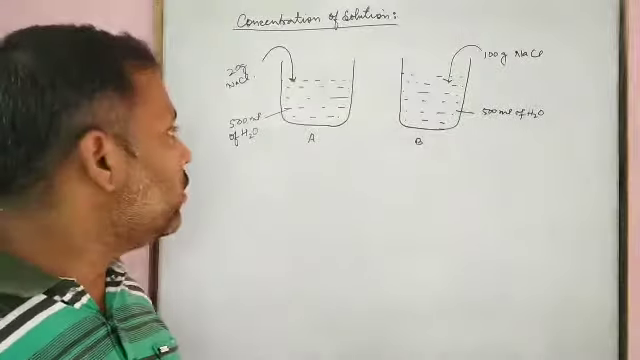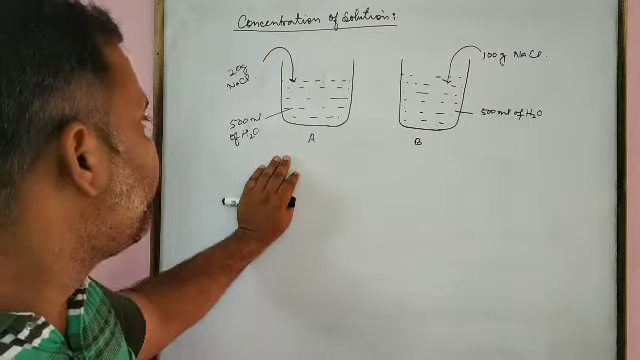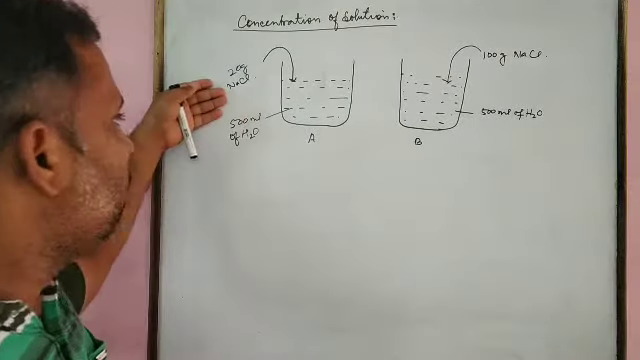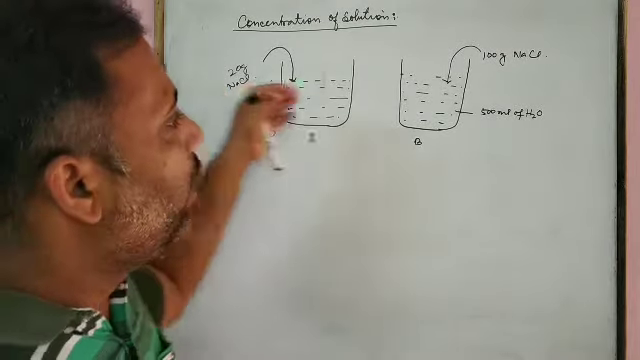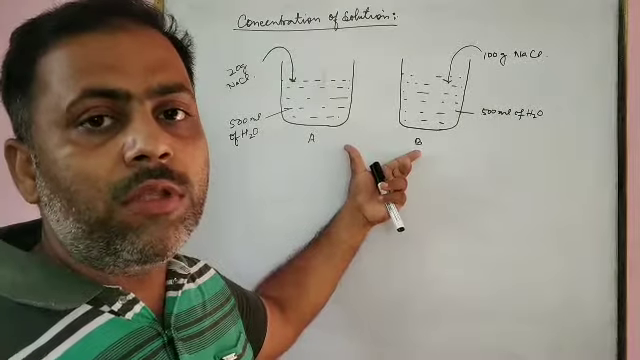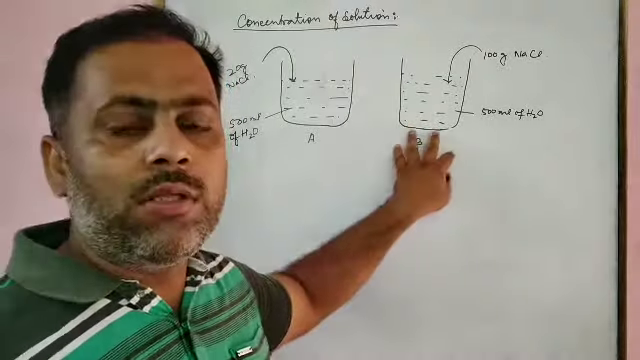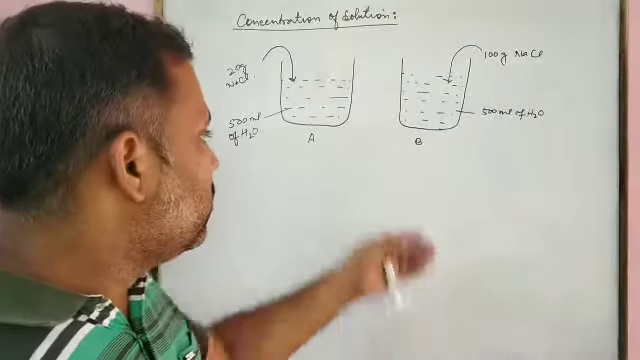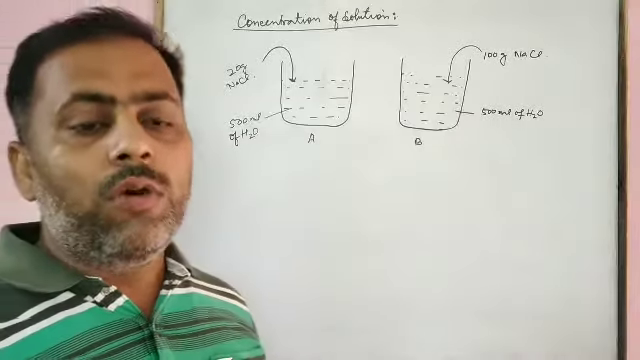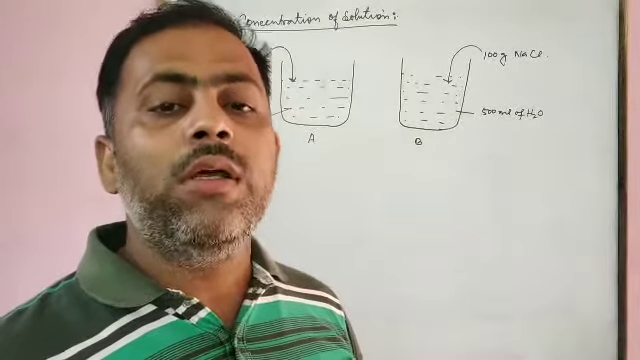What we see here is that these two solutions, A and B, have the same amount of solvent, water. This contains 500 ml of water. This also contains 500 ml of water. But in this case we have added 20 gram of sodium chloride, and in this case we have added 100 gram of sodium chloride. What is the difference between these two solutions? This solution has a lesser concentration of solute, whereas this solution has a higher concentration of solute. This is termed a concentrated solution, and this is a less concentrated solution. But what do you mean by concentration? Concentration is a measure of the amount of solute present in a solvent.